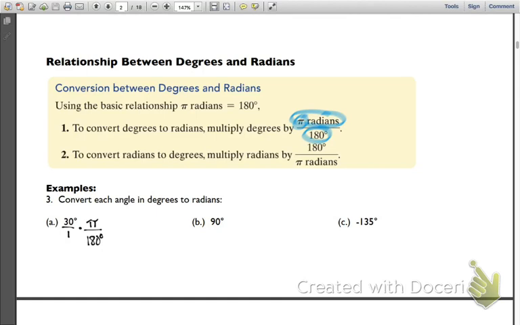So what's going to happen with the 30 degrees and the 180 degrees? They're going to cancel, right? Or they're going to simplify or reduce, whatever you want to call it. So the 30 is going to go away. What's the 180 going to turn into? A 6, right? So if I'm going 30 degrees and I'm going to write this in terms of radians, I'm going to have pi over 6.